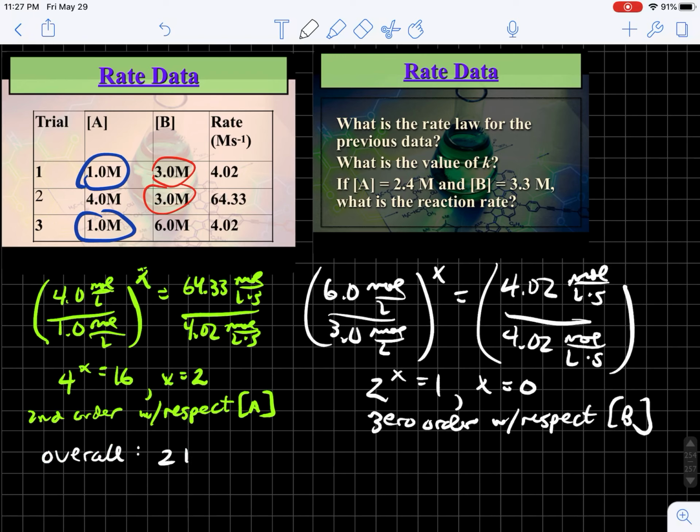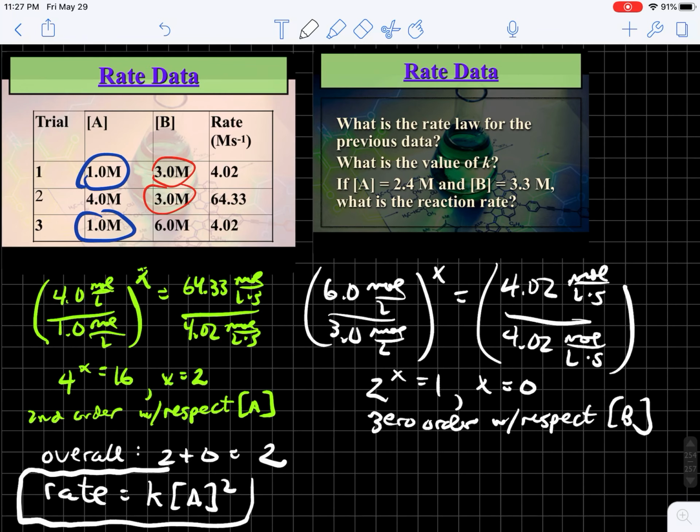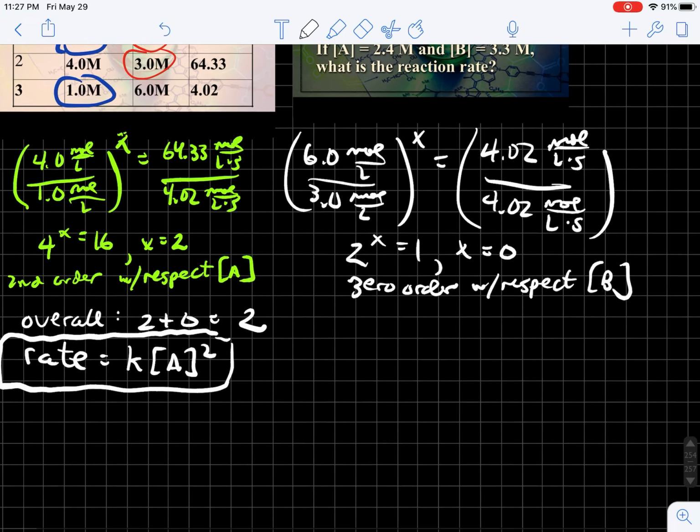So if they ask you for the overall order, you would get 2 plus 0. The overall order is 2. Okay, so we write the rate law. Rate equals K times A squared, and that's it. Nothing for chemical B.